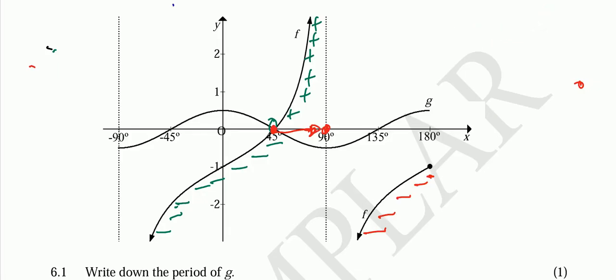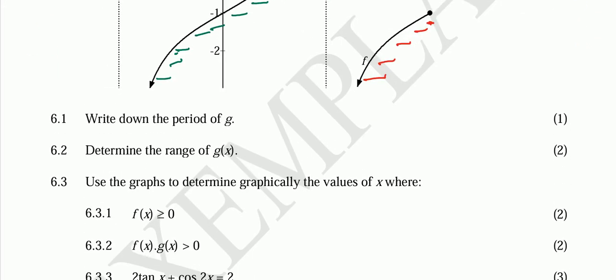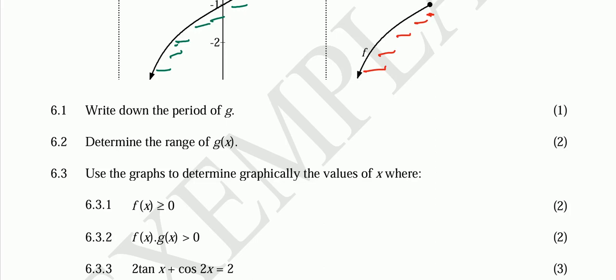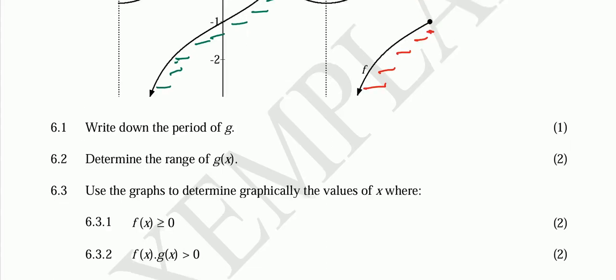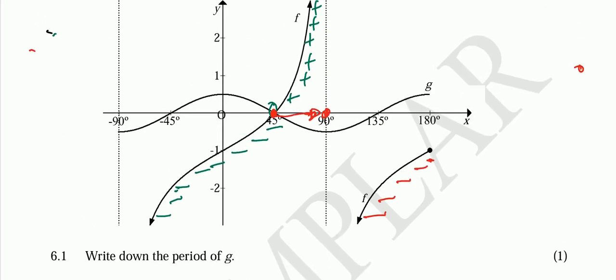The next question is saying, determine the values of x where your f of x multiplied by g of x is positive. So we don't include 0 this time. We are just looking for where it's positive, right? So let's check. The product is positive. For the product to be positive, what must happen? That's the question we must ask ourselves.